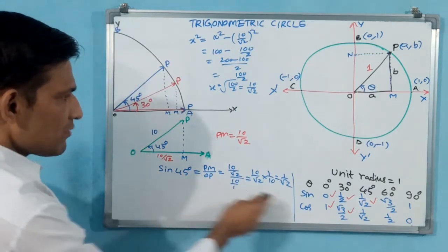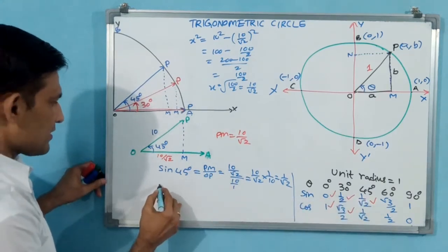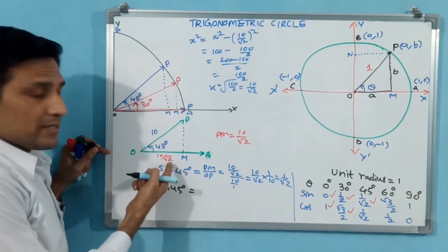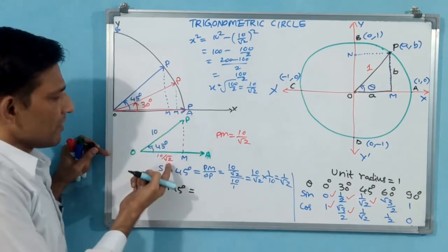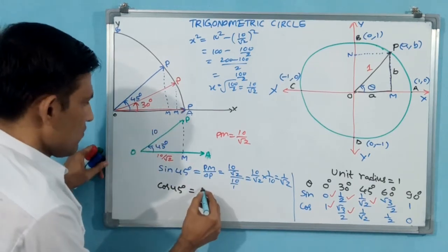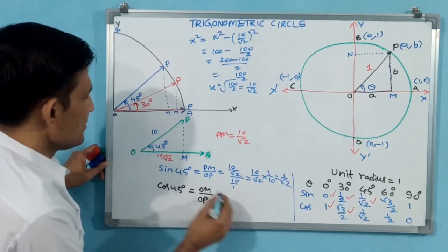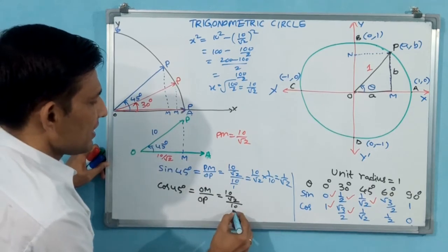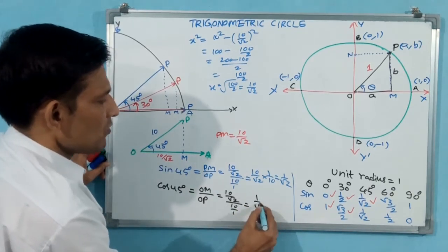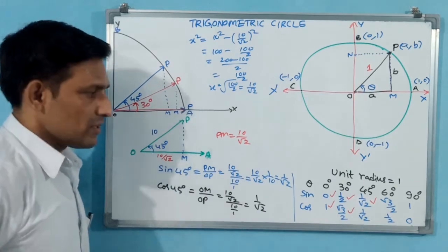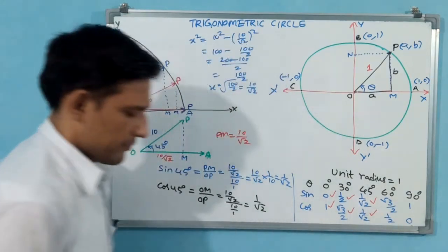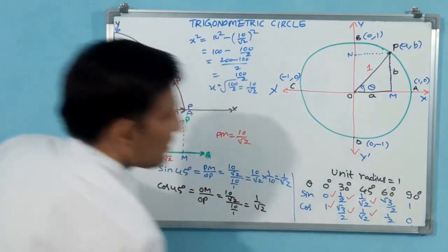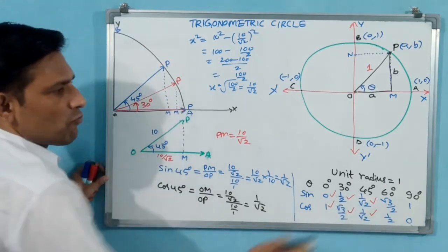Okay. Now sin you have proved. Cos also you have to prove. Let us prove cos also. Cos 45 degree, cos 45 means OM divided by OP. Adjacent side by hypotenuse. OM by OP. That is equal to, OM is how much? 10 by root 2 by 10 by 1. That is equal to 1 by root 2. That means we have proved cos 45 also. You understand, na? Okay. Now 60 is the same as 30. Okay, we will go for 90.